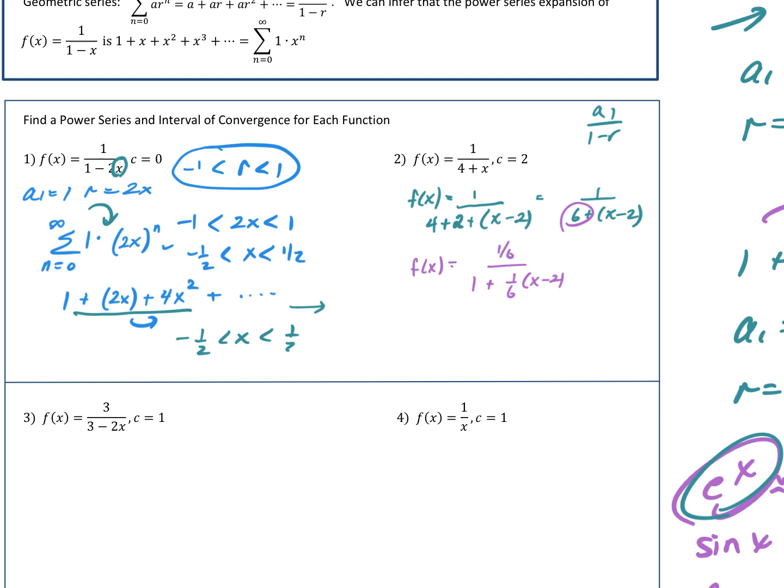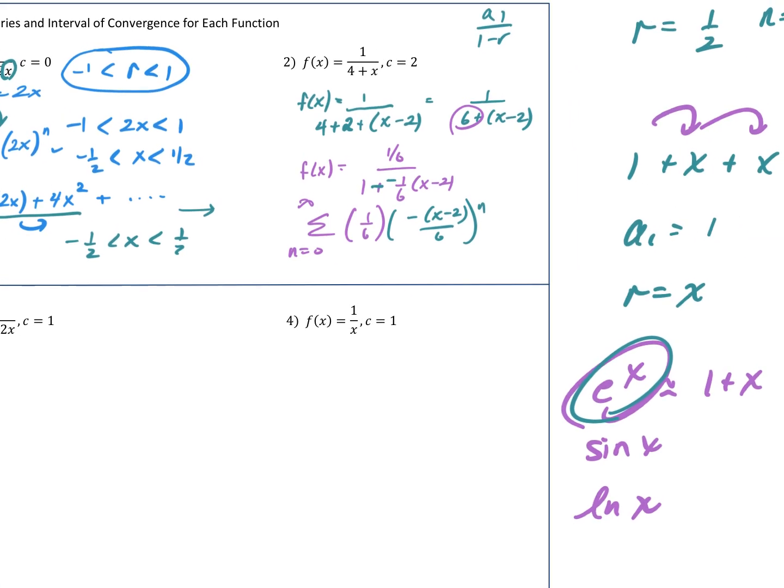So that's enough information here. So we could say n equals 0 to infinity. A sub 1 is 1/6, and then it's going to be, now this really should be a sub 1 over 1 minus r, right? So this is a double negative. So 1 minus a minus. There we go. So it's 1/6, and then we're going to get negative x minus 2 over 6 to the nth power.